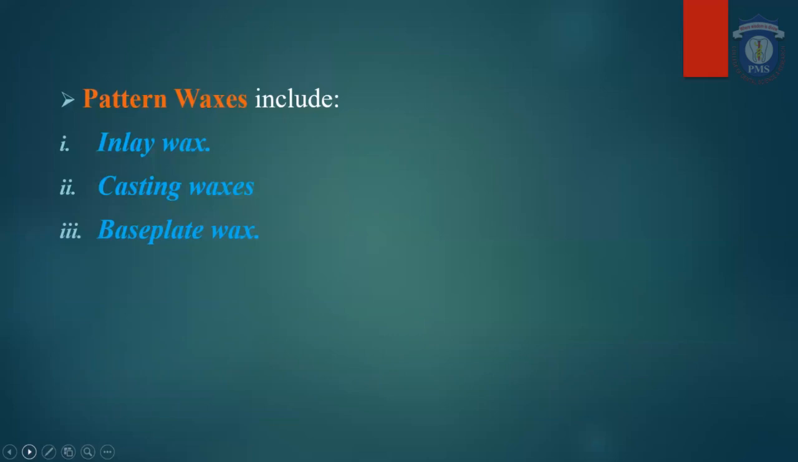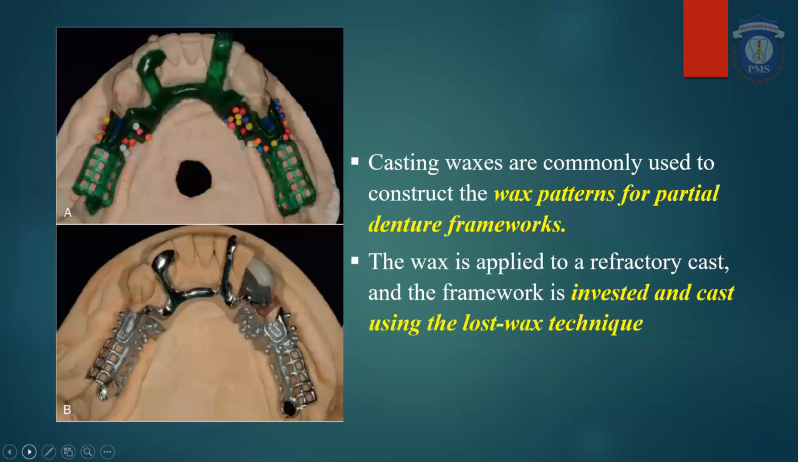The typical example of pattern wax is the inlay wax. Then there are casting waxes and also base plate wax. The casting waxes, like your inlay waxes, are commonly used to construct the wax patterns for removable partial denture framework, the RPD framework. This wax pattern is applied to a refractory cast framework, and then it is invested and cast using the lost wax technique. Refractory means that it is able to withstand very high temperature.